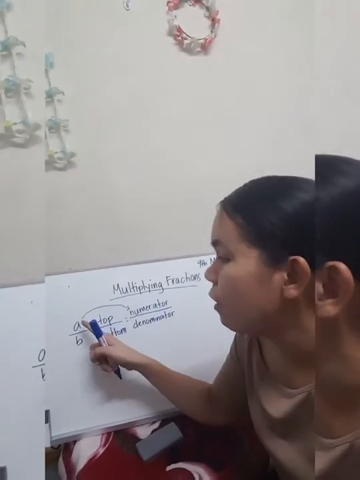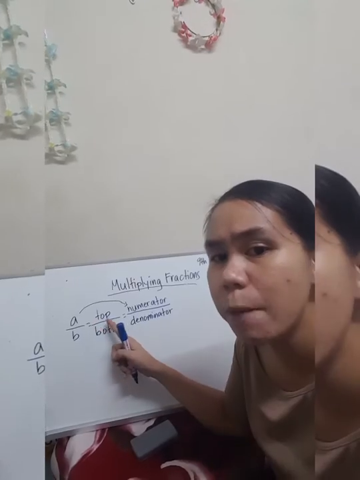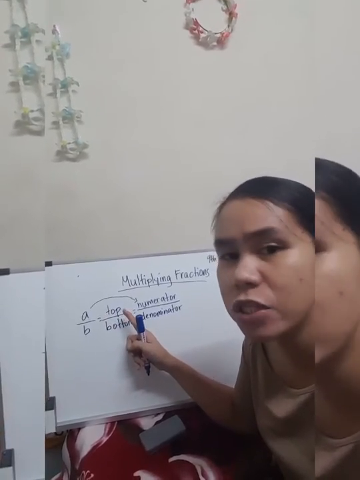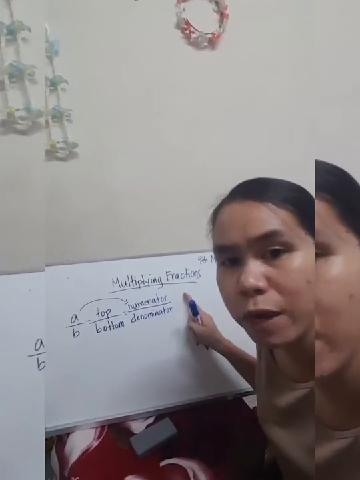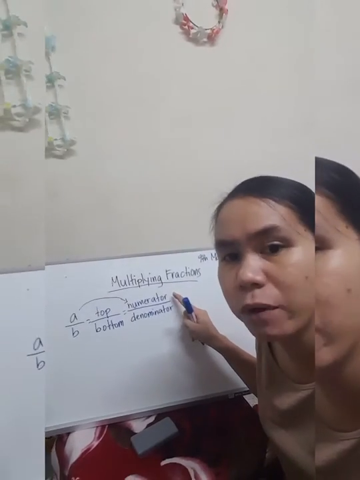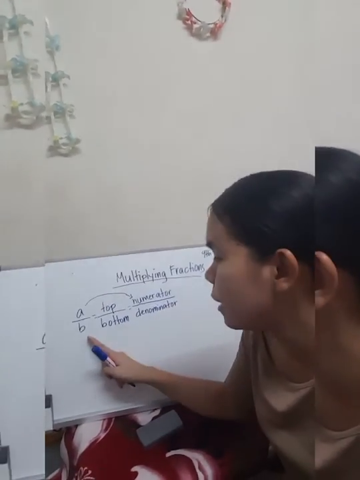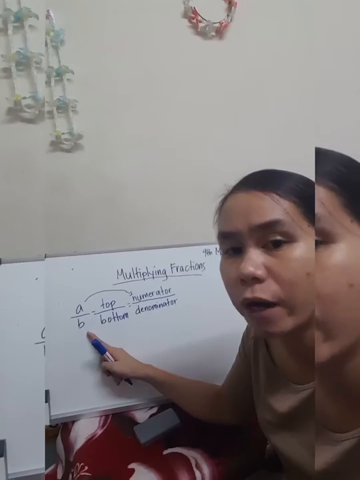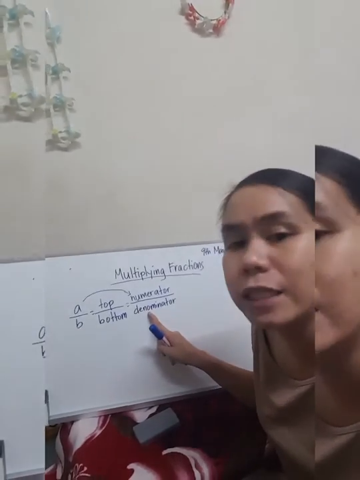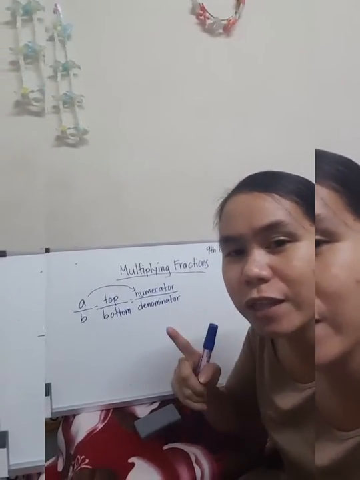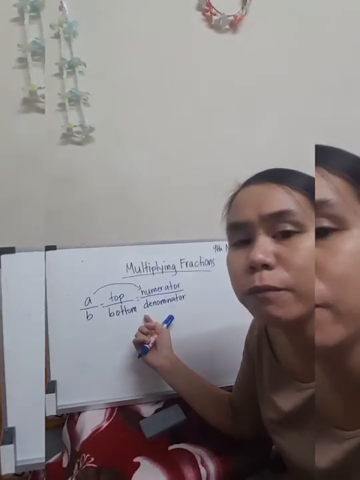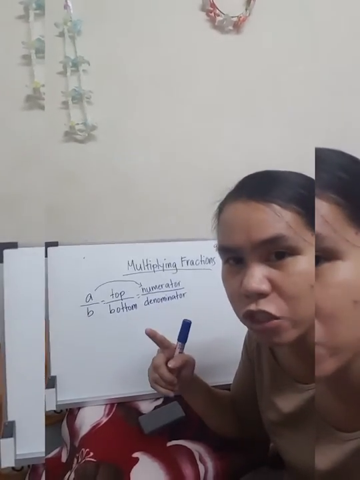Again, the number above or the top part of the fraction is the numerator. And the number below or the bottom part is the denominator. So don't forget that one because this is helpful for you to multiply fractions.